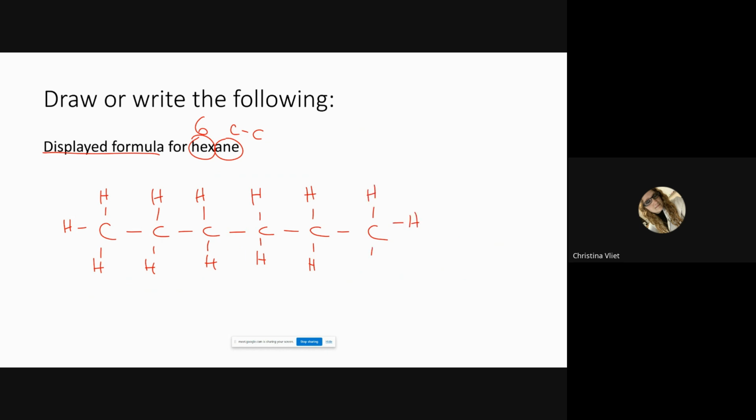And this is the displayed formula for hexane. You get the point here if you got this as your answer. I have another question. This is going to show up on your homework today. How many single bonds are here? This is a good question I'm going to ask. How many single bonds are there here? Why don't we address it? Because I know I asked it in the homework.